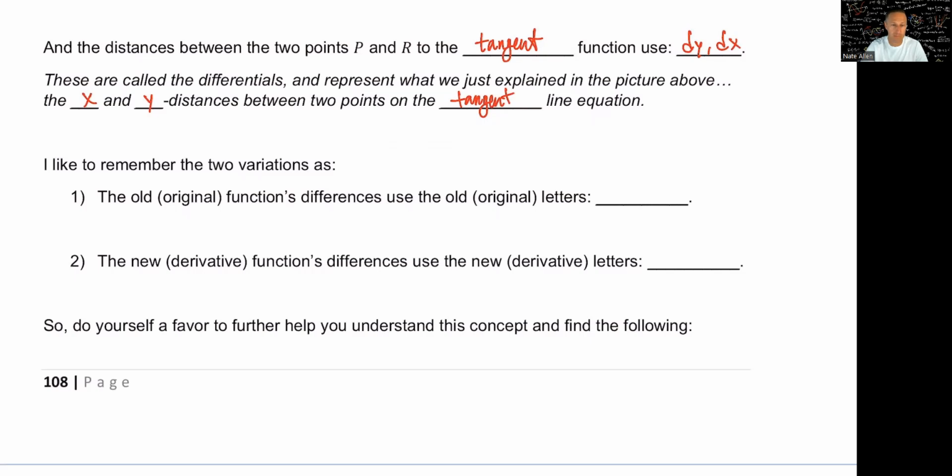So just to reiterate, here's how I remember the 2 variations of the delta y and the delta x versus the dy and dx. The old or original function uses those old or original letters. Our new derivative function that we just learned a few weeks ago, we are going to use our new derivative letters, dy and dx. So to help you guys understand this a bit more, hopefully you're grasping it a little bit already, take a look at this.